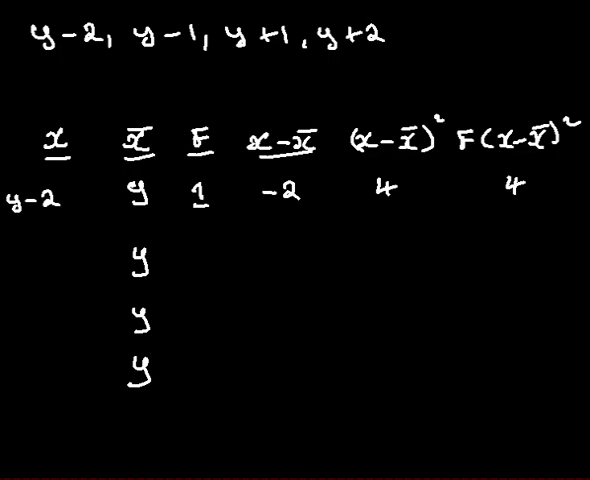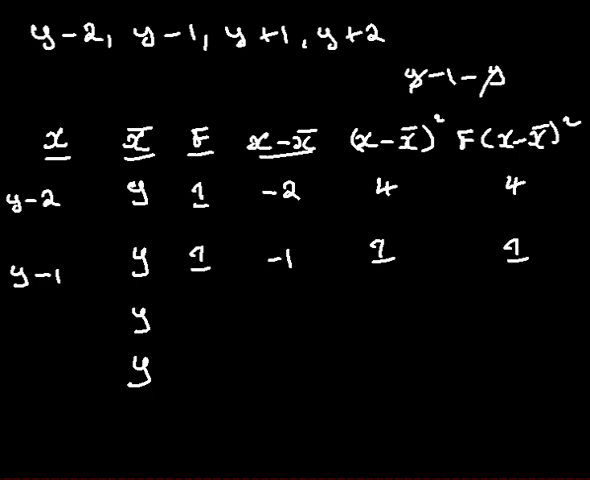And we should have another value, which is y minus 1. And the frequency is given as 1. Then we'll have y minus 1 minus y. So this one will cancel. We just have the negative 1. The square of that, that is positive 1. So 1 times 1, that is the same as 1.